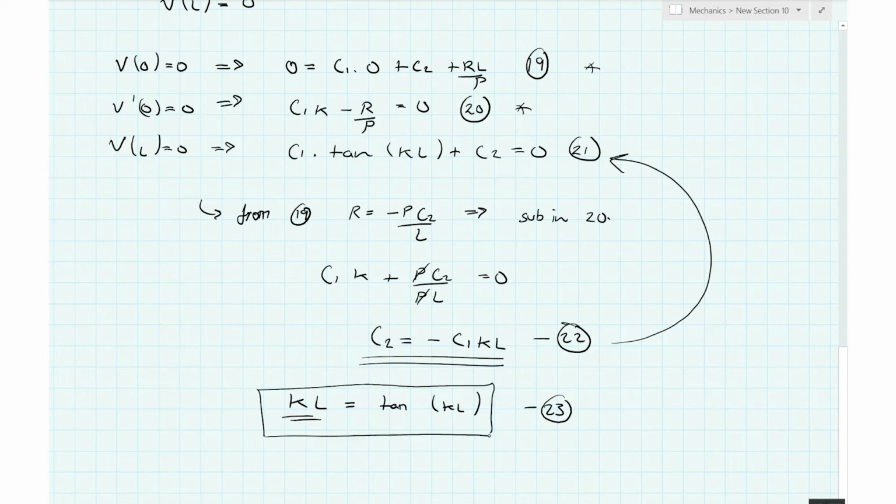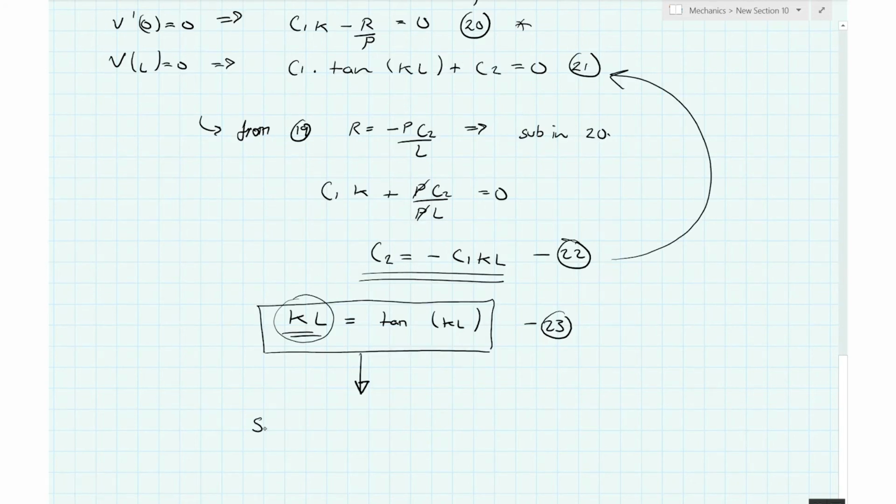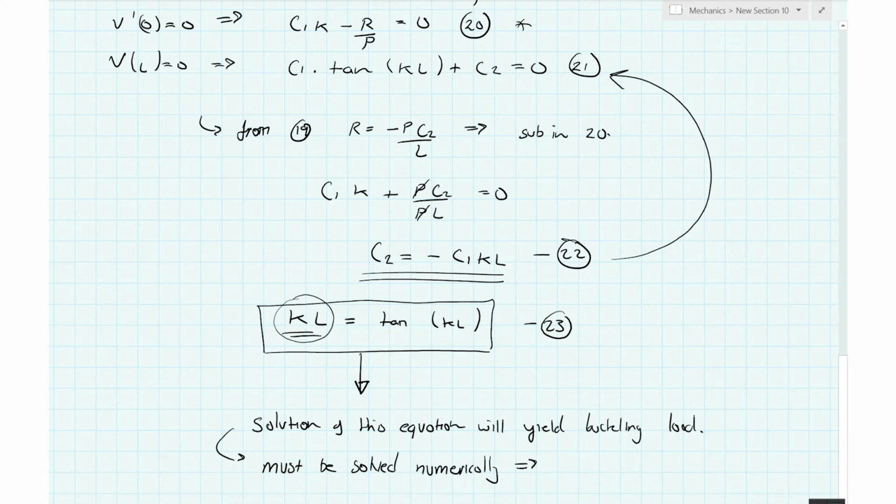We can't determine, through an analytical method, a value of KL that satisfies that equation. So you would set up a program, and indeed that's a good exercise for you to do. Set up a simple program, a quick loop in Python or something like that, that will give you the smallest value of KL that satisfies that equation. We're focusing here on column buckling, so we're not going to spend too much time on that. We'll just say solution of this equation gives the buckling load, and that it must be solved numerically to identify the smallest non-zero value that satisfies the equation.